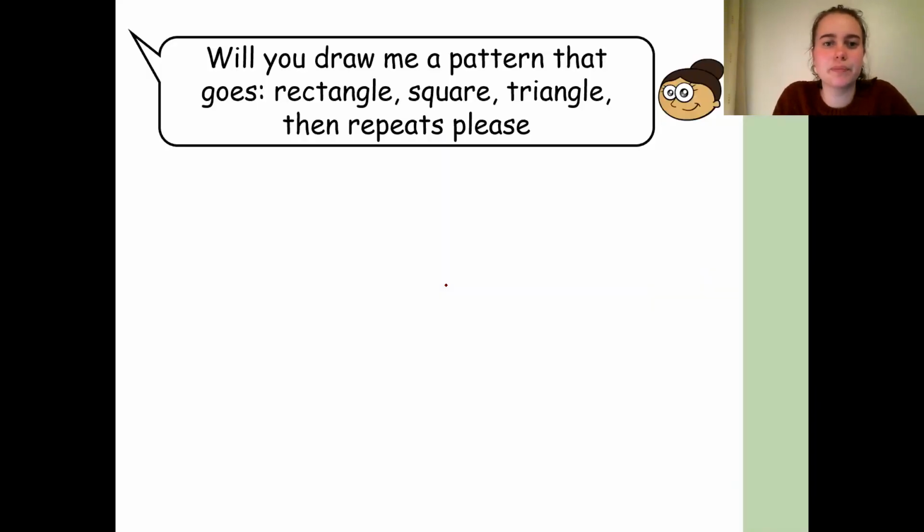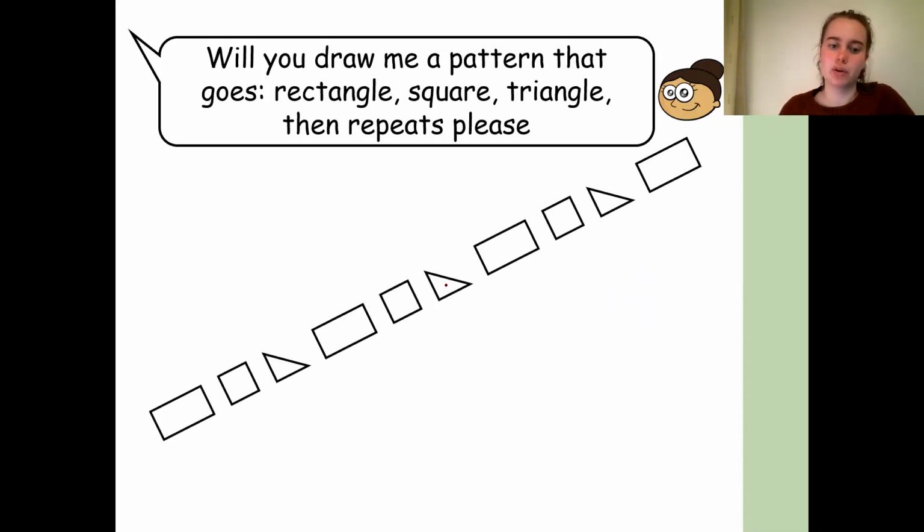If not, carry on. So this person is asking, will you draw me a pattern that goes rectangle, square, triangle, then repeats? So rectangle, square, triangle. We've got a rectangle, square, triangle, rectangle, square, triangle, rectangle, square, triangle, rectangle.